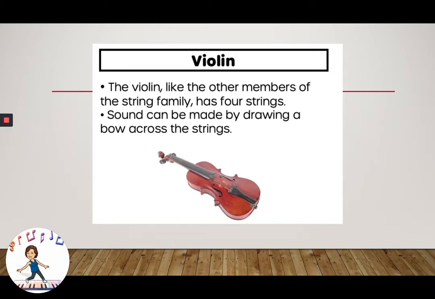The first of our stringed instruments is the violin, and I'm going to let you hear what the violin sounds like. You will hear each instrument separately, then you will hear them play together in an orchestra. So let's start with the violin. The violin is a little bit higher. It's higher pitched.